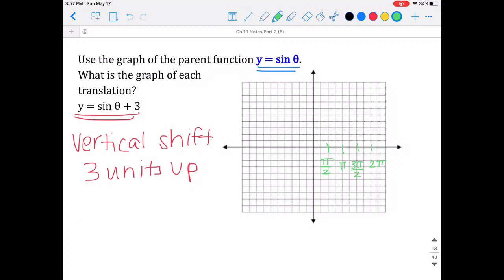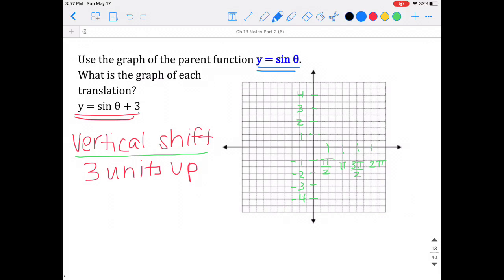Now for our y-axis, notice the a value in y equals sine of theta is 1, which means the maximum point of our graph is going to be 1, and the minimum point is going to be negative 1. But because we're performing a vertical shift 3 units up, I'm going to add more numbers to my y-axis. So I have 1, 2, 3, and 4. And on my negative y-axis, I'll have negative 1, negative 2, negative 3, and negative 4. So now we can graph the parent function.